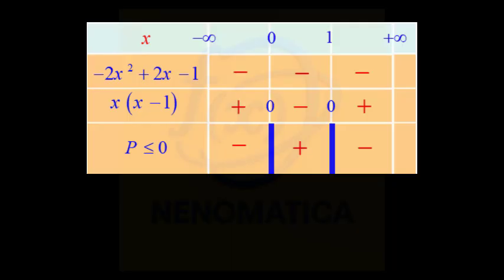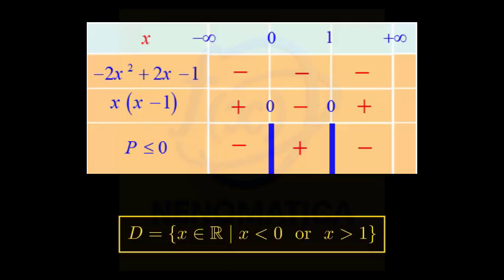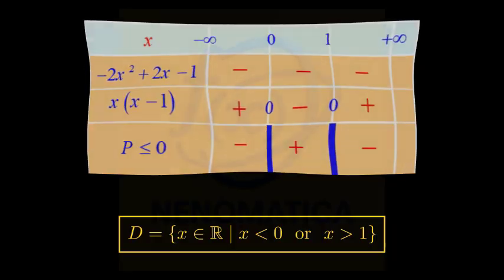Step 6. Read the solution from the sign table. The fraction is less than or equal to 0 on the intervals negative infinity to 0 and 1 to positive infinity. Recall that 0 and 1 are excluded because the expression is undefined there. Therefore, the solution set is all real x less than 0 or greater than 1.